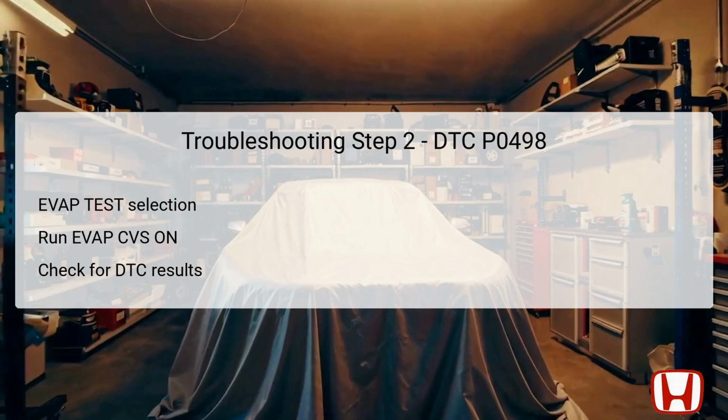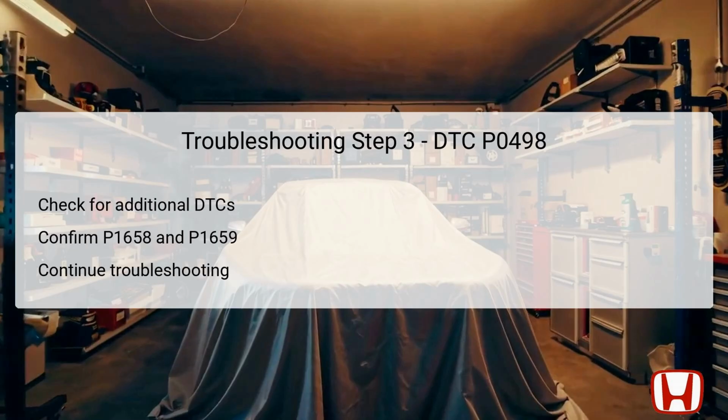Execute the EVAP CVS on function, which specifically activates the single solenoid responsible for control within this system. After performing this test, it is essential to check the HDS again for any pending or confirmed DTCs. If DTC P0498 appears again, it indicates that the failure has been successfully duplicated. Therefore, proceeding to further diagnostic steps is warranted.